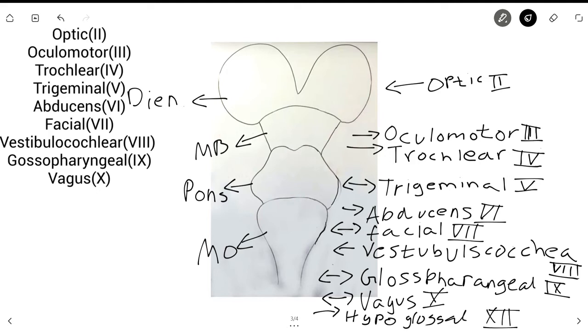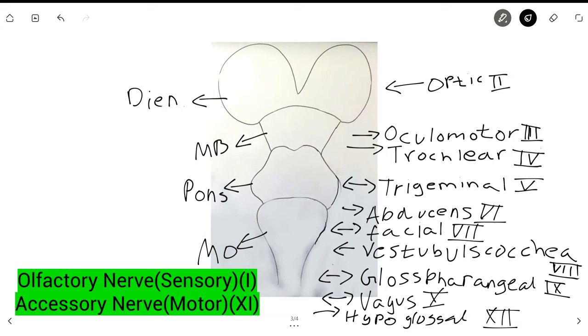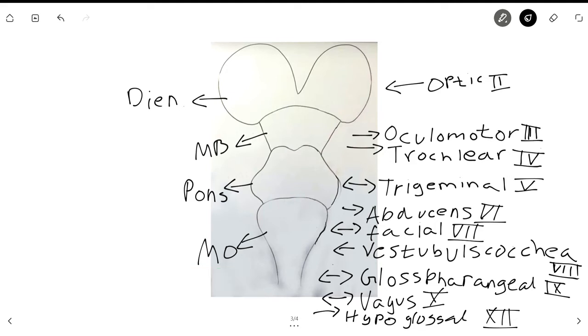So that's it for the cranial nerves, but I did not mention the olfactory nerve and the accessory nerve. The olfactory nerve is cranial nerve number 1, and the accessory nerve is cranial nerve number 11. I didn't mention them since they weren't that important and they weren't part of the brainstem, but if you want to learn more, there you go.